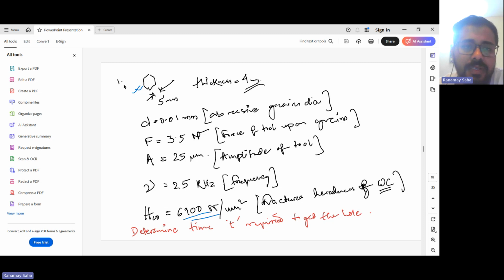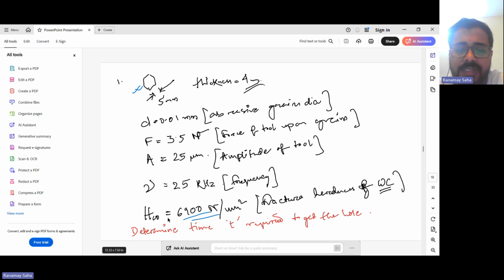polygonal shape. It is a hexagon of side dimension 5 millimeters, and the thickness which has to be inscribed is 4 millimeters. Now the diameter of the abrasive grains is given as 0.1 millimeter, and the force of the tool on the grains is 3.5 newtons. Then the amplitude of the tool is 25 microns, and the frequency, which is also an important parameter in the ultrasonic machining process, is 25 kilohertz.